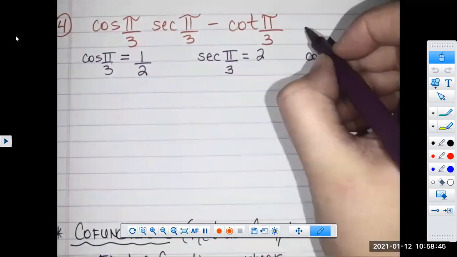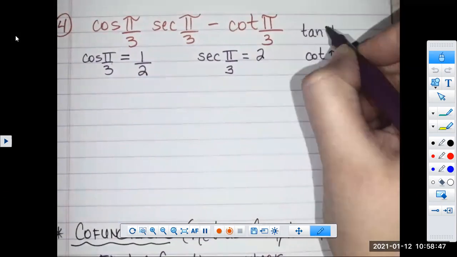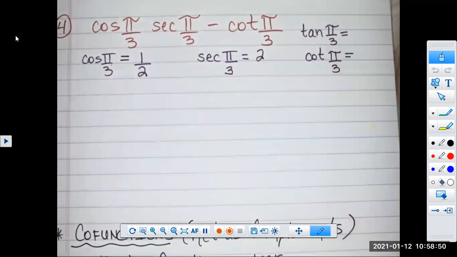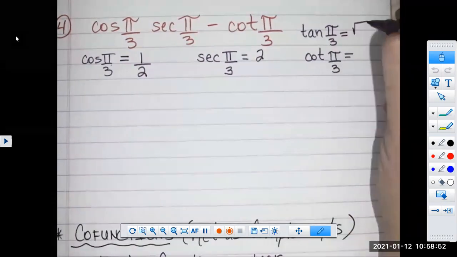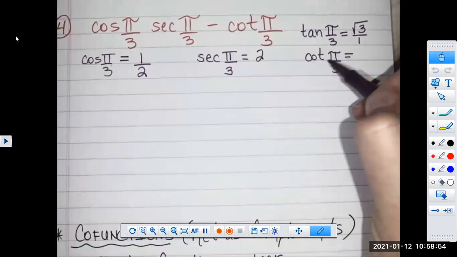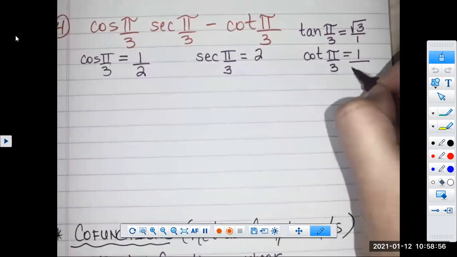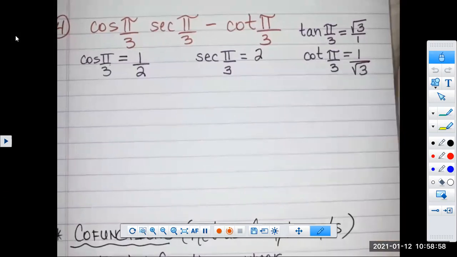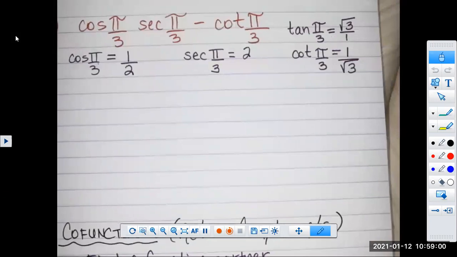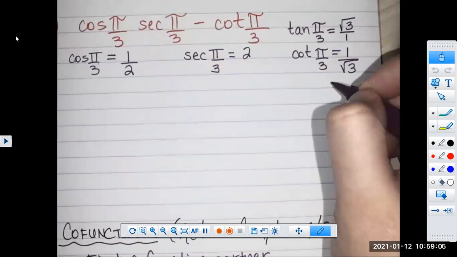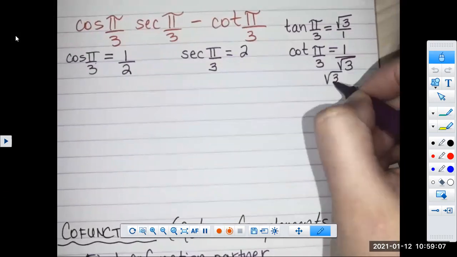Tangent of pi over 3, you should have found √3/1, and then when you flip it to get cotangent, that becomes 1/√3. And I would go ahead and rationalize that. So cotangent of pi over 3 is √3/3.